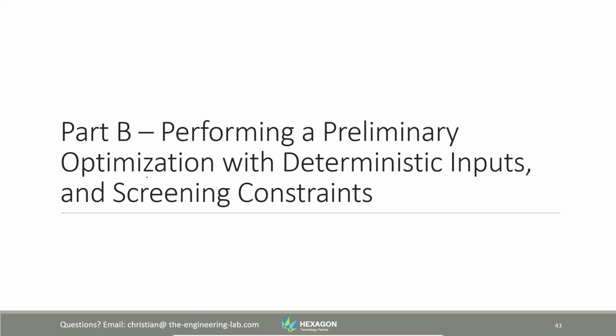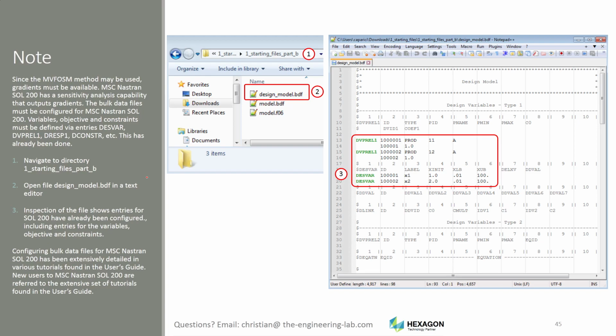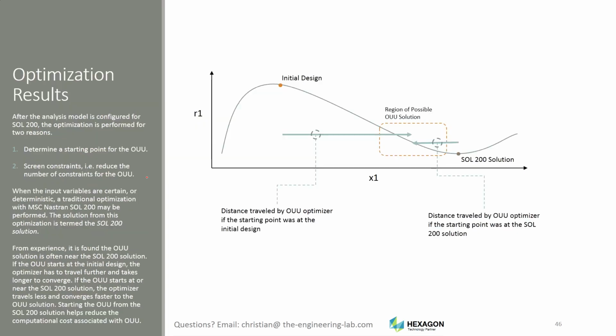In part B, we want to do two things. So I do have a slide for that. We want to do the following. We want to determine the best location to start the optimizer. So there could be a bad place to start the optimizer and there could be a good place to start the optimizer. Here on the right, I have a diagram to explain what a good place might be.